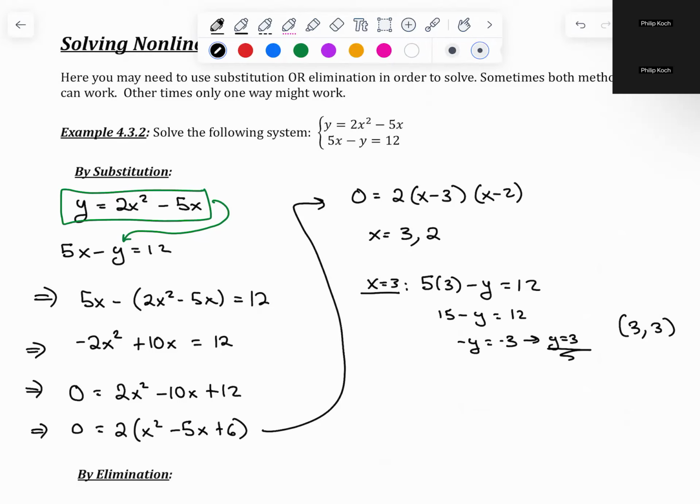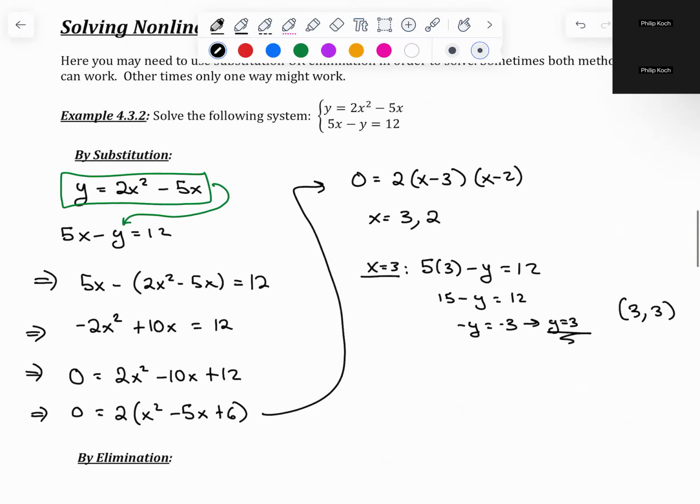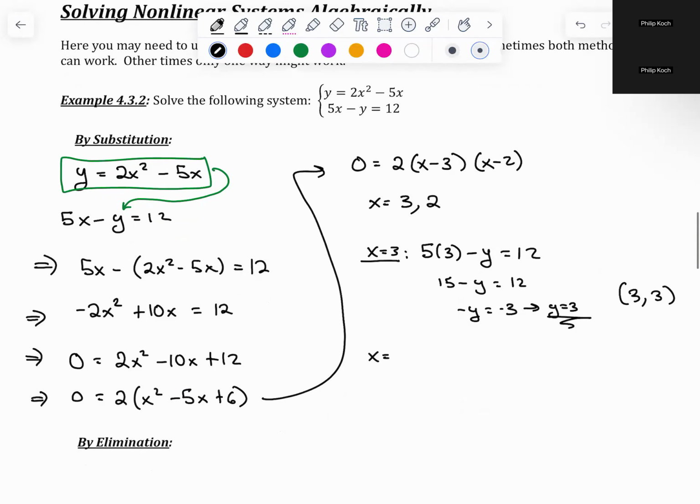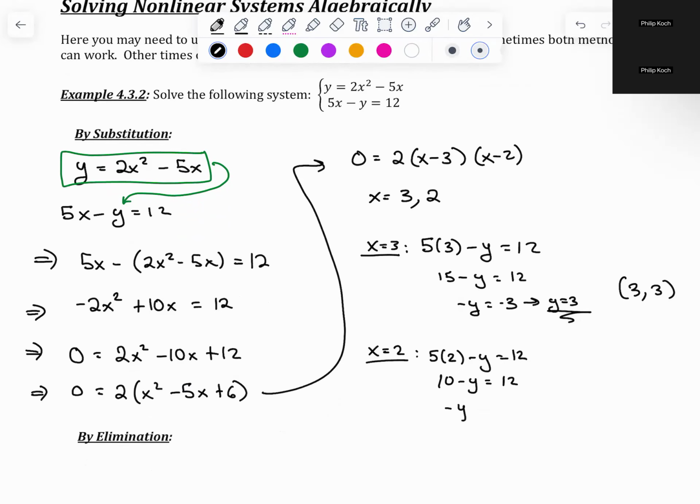And then we'll also do the same thing with x equals 2. 5 times 2 minus y equals 12. That's 10 minus y is equal to 12. That's negative y equals, sorry, not -2, I jumped the gun. Negative y equals 2, so y equals -2. Excuse me. So we have x equals 2, y equals -2. And those are our solutions.